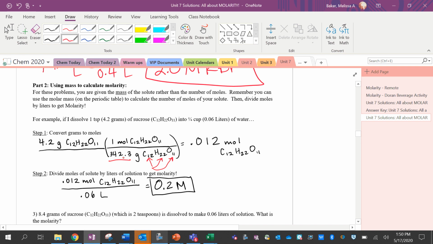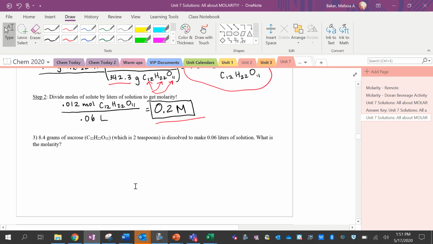So now you're going to do 4.2 grams. You don't even have a whole mole because a mole weighs a lot more. So you have a fraction of a mole. You've got 0.012 moles of sucrose. Then we do what we were doing in the other problems: take moles divided by liters. A 1/4 cup, which is what we used in our experiment, is 0.06 liters. So you'll take 0.012 divided by 0.06, and you get your concentration.